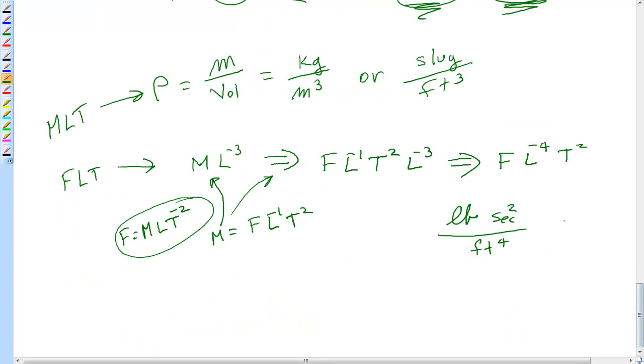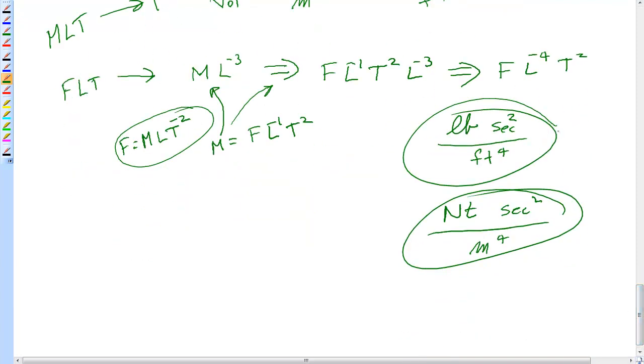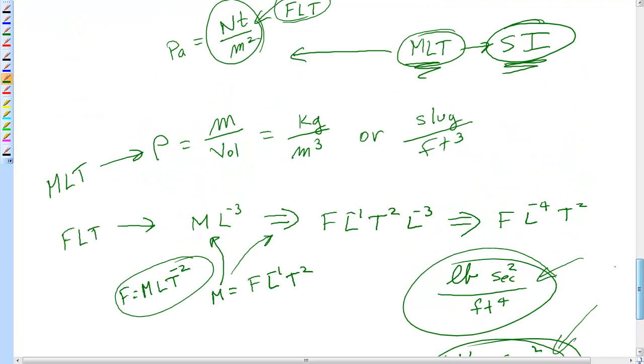Now, do people usually come in and tell you the density of an object is pounds or Newton second squared meter to the fourth? Do people come in the room and tell you that my density is this and give you those units? Nah, they don't generally do that. They'll generally tell you in units of kilogram per cubic meters or slugs per cubic foot. So again, the representation means a lot.